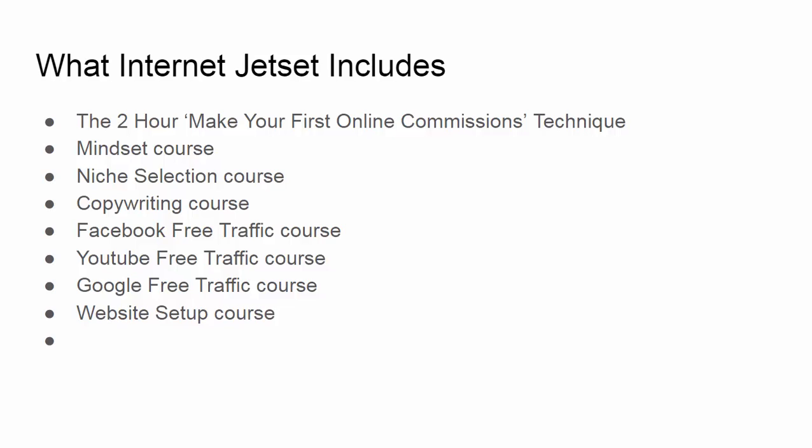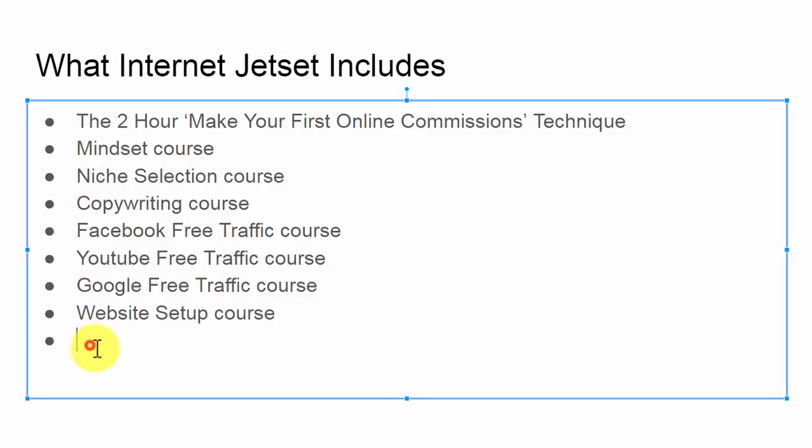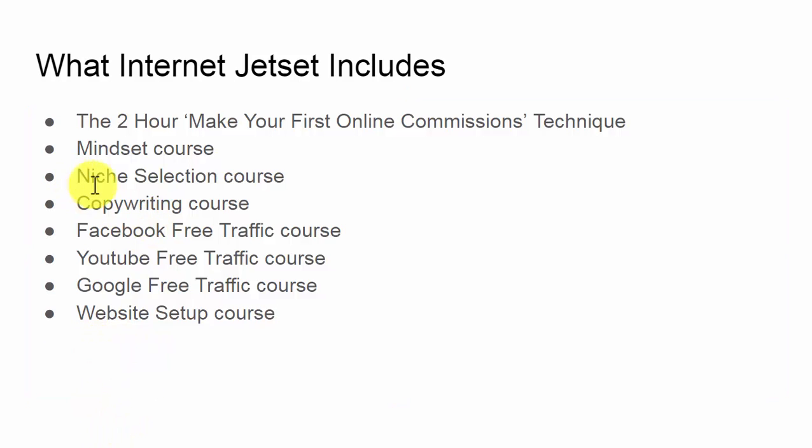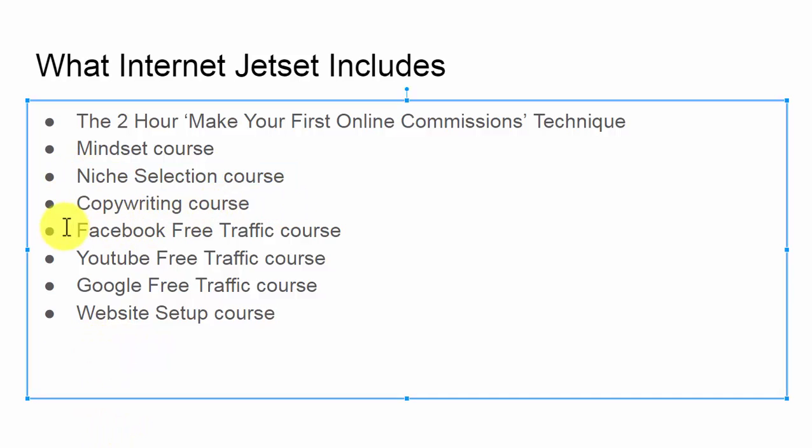And what Internet Jetset includes is a 2-hour make your first online commissions technique. This technique will have you making your first money within the first 2 hours if you follow my directions. It includes a mindset course, a niche selection course, a copywriting course, how to get free traffic from Facebook, a course on how to get YouTube free traffic, a course on how to get free traffic from Google, and also an entire course on how to set up your website. Now, let me explain some of the different sections.